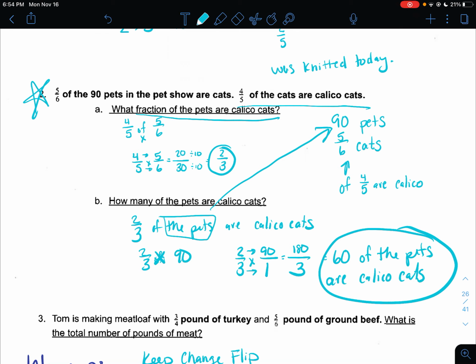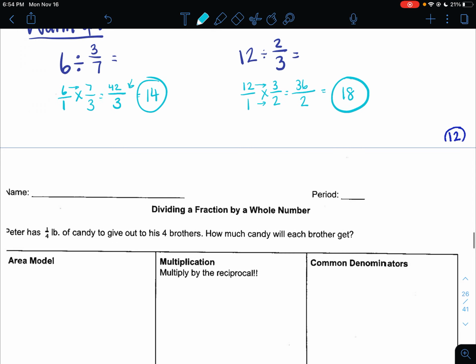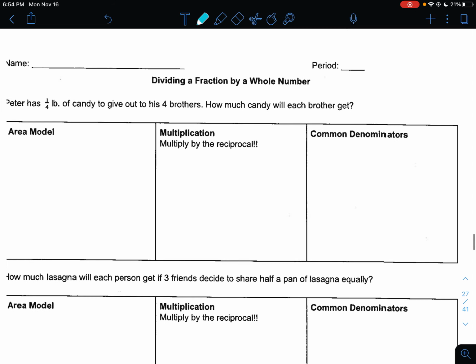Okay? So like I said, there is a problem like that on the test. Okay? So if we're talking about fractions of something, we're multiplying. Okay? I know it's weird, I know it's different, but we're just going to have to keep practicing to get better at it. So on to division. So today's day 2 of dividing fractions. Today we are switching it up. Yesterday we did a whole number divided by a fraction.